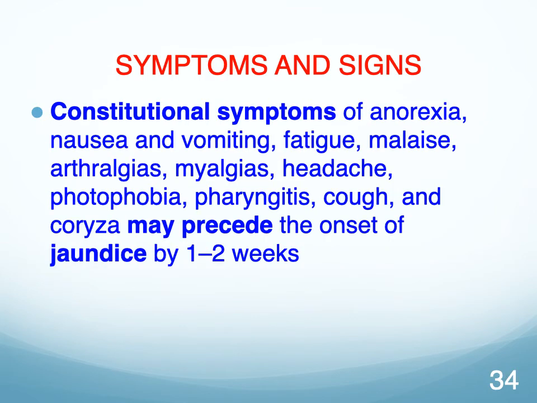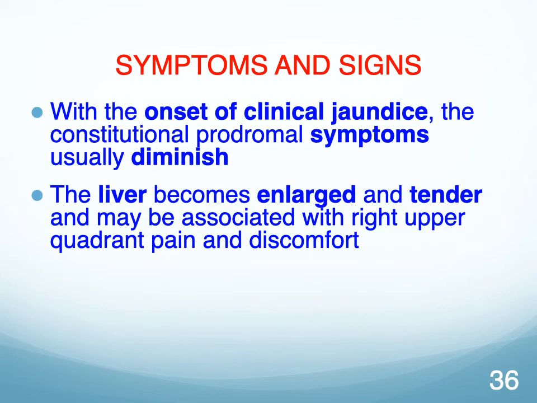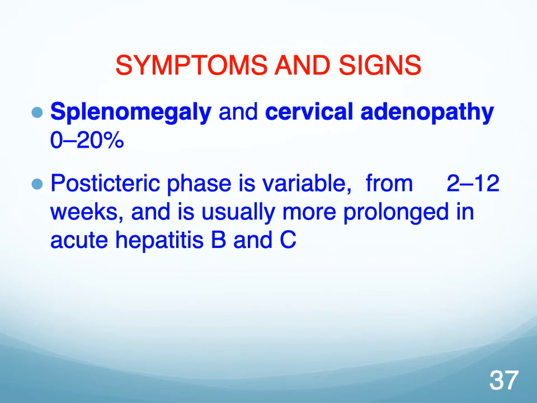Constitutional symptoms would be anorexia, nausea, vomiting, fatigue, myalgia, headache. This may precede the onset of jaundice by 1 to 2 weeks. There is a low-grade fever, 38 to 39, dark urine, and clay-colored stools. The onset of clinical jaundice, as always, will set in after the prodromal symptoms diminish. The liver becomes enlarged and tender, with splenomegaly and cervical adenopathy in up to 20% of cases.